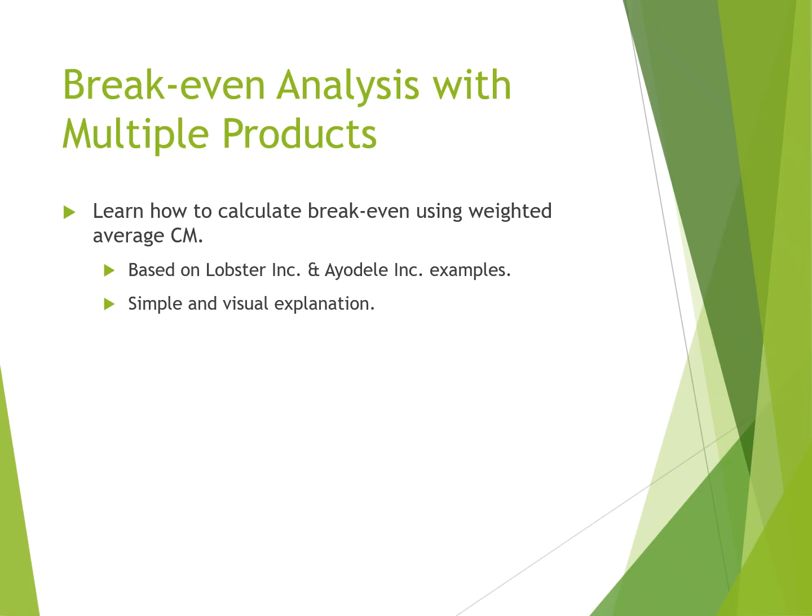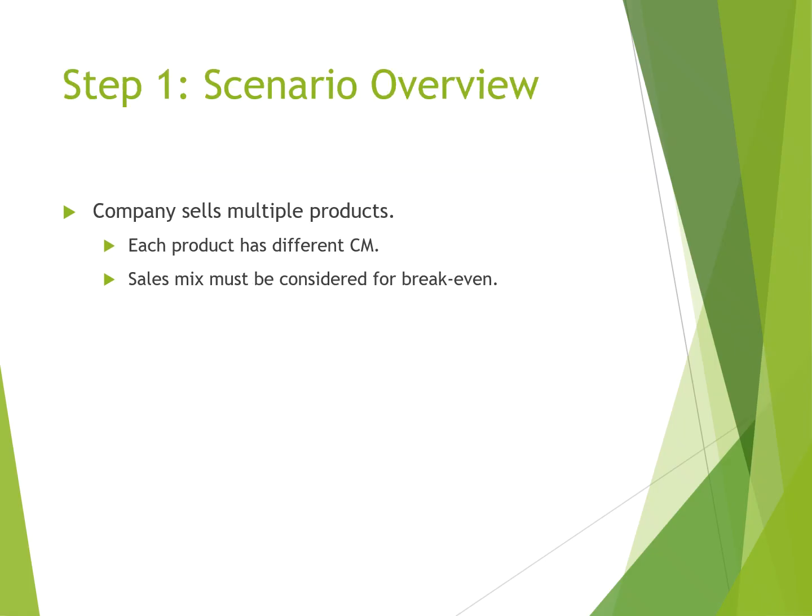and Ayodele Inc. When a company sells more than one product, each product usually has a different contribution margin. Because of this, we cannot simply divide fixed costs by one CM value, contribution margin value. We must consider the sales mix and calculate a weighted average contribution margin, or WACM.